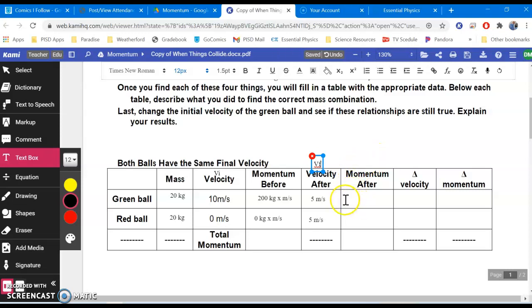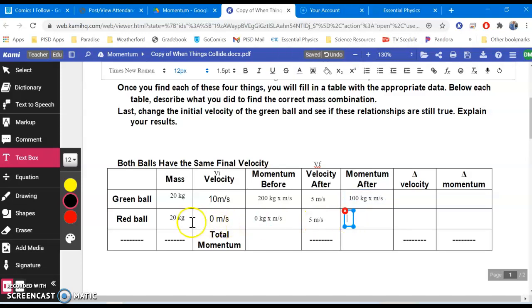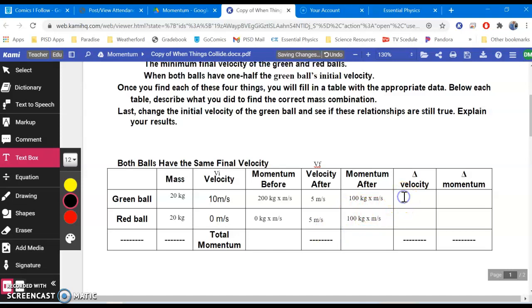All right. And so the momentum after is going to be the mass, 20 times 5, which gives us 100 kilograms times meters per second. And down here, we also have 20 kilograms times the final velocity, which is 5. So 20 times 5 is also 100 kilograms times meters per second.